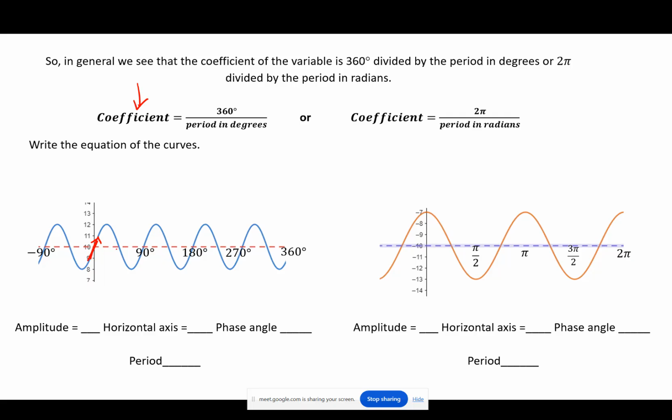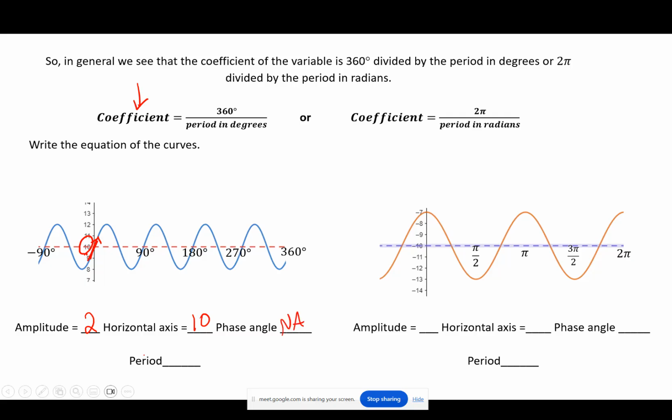So first of all, let's just go ahead and see. We can see that the midline here is positive 10 right there. We can see that the amplitude, it goes up to 12 and down to 8. So the amplitude is going to be 2. The horizontal axis, like I just said, is 10. The phase angle, there is not a phase angle.